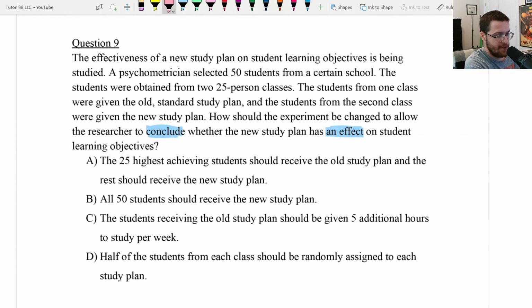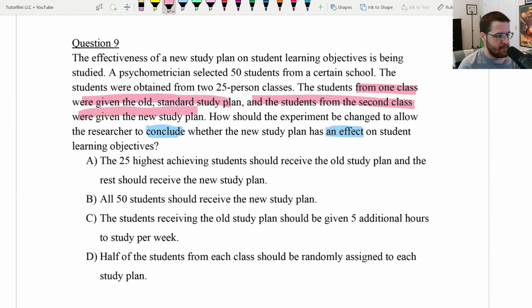Well, it says the students from one class were given the old standard study plan, and the students from the second class were given the new study plan. That sounds like sorting them based on some irrelevant characteristic. That's not random, right? What if one of the classes had a way better teacher or something like that, or different curriculum, different textbook? I don't know.